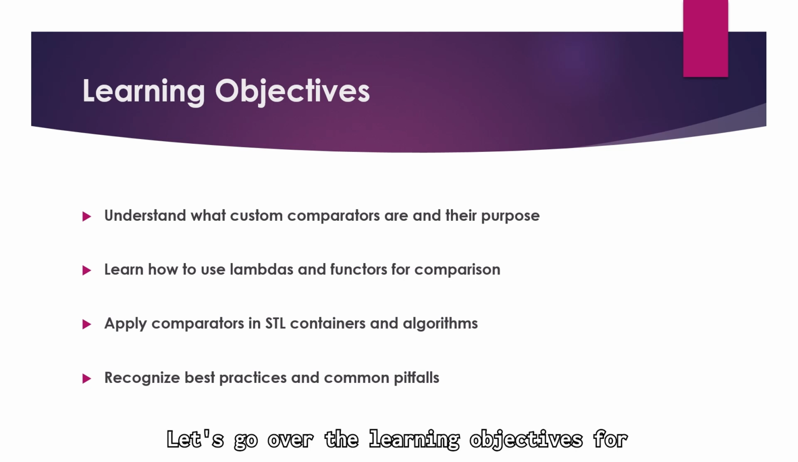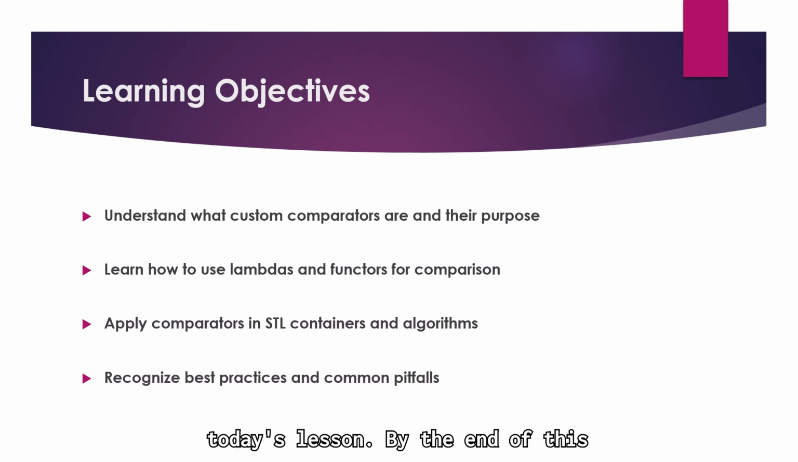Let's go over the learning objectives for today's lesson. By the end of this session, you will be able to understand what custom comparators are and why they are essential for specialized data sorting and searching. Learn how to define custom comparator logic using lambda functions and functors. Apply these comparators in STL containers and algorithms to achieve custom ordering. Finally, we will cover best practices to avoid common pitfalls when using custom comparators in your code. Let's get started.